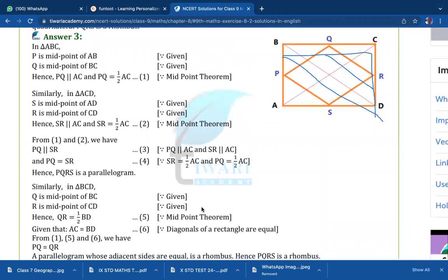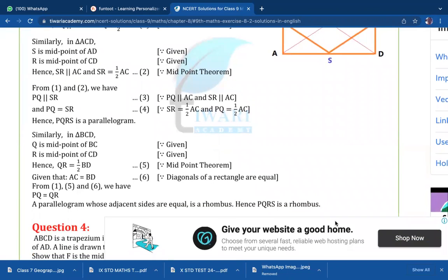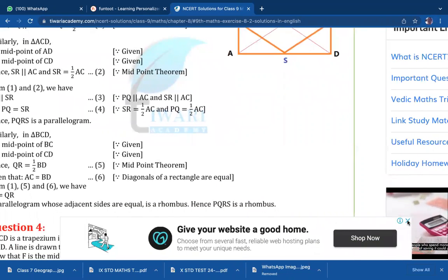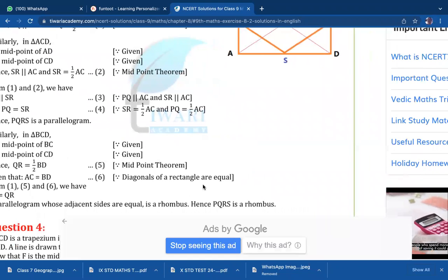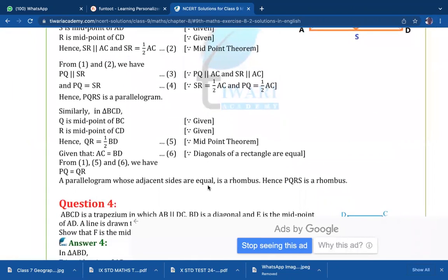PQ was equal to half of AC. Now QR is half of BD, right? But AC and BD are equal. So naturally PQ and QR are also equal. So once one pair of adjacent sides are equal, this parallelogram PQRS becomes a rhombus. So hence it is proved, where the adjacent sides are equal, it becomes a rhombus.